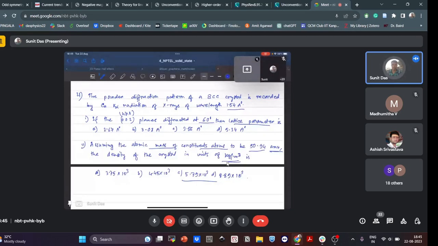So note that in the first case we need to find out the lattice parameter, not the interplanar spacing. Okay.